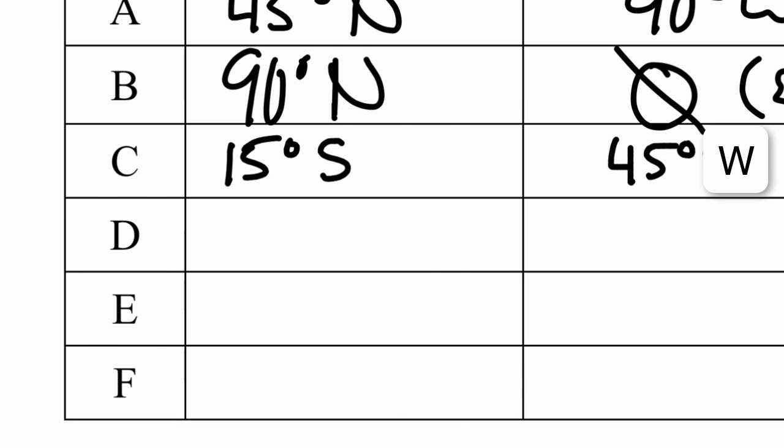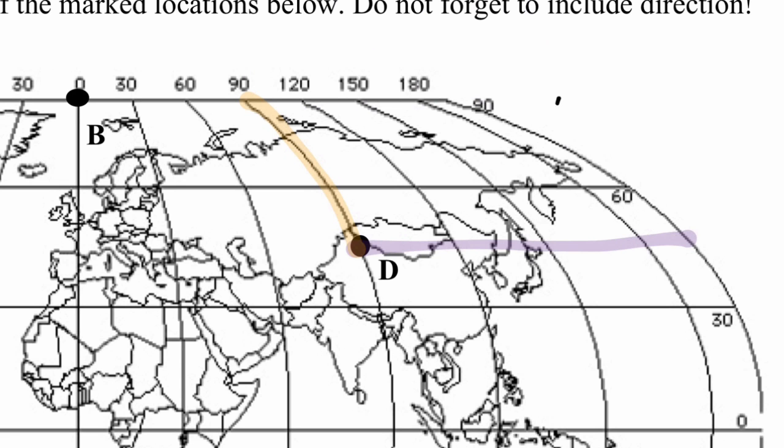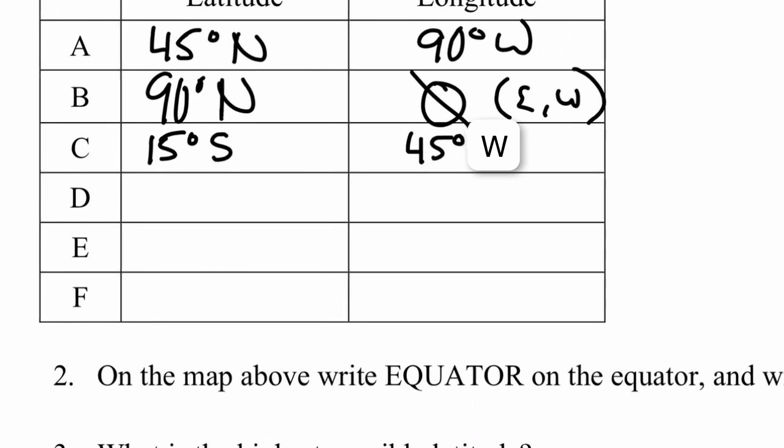Let's take a look at point D. Point D is another guesstimation for latitude. It's right in between that 30 and 60. The longitude is right on the line, so that becomes a little bit easier. The latitude would be 45 degrees north, approximately, and the longitude would be 90 degrees east. No guesswork. Here's your answer.